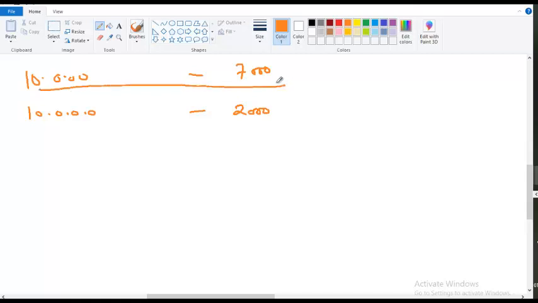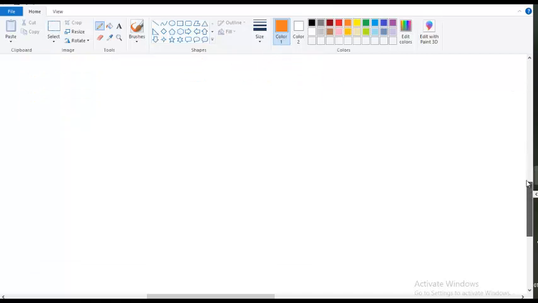how to do subnetting. If I have 7,000 hosts, I'll do it for 7,000 hosts, and I'll give you 2,000 as an assignment. You will do 2,000, I'm doing 7,000. Ready? Okay. Let's see.